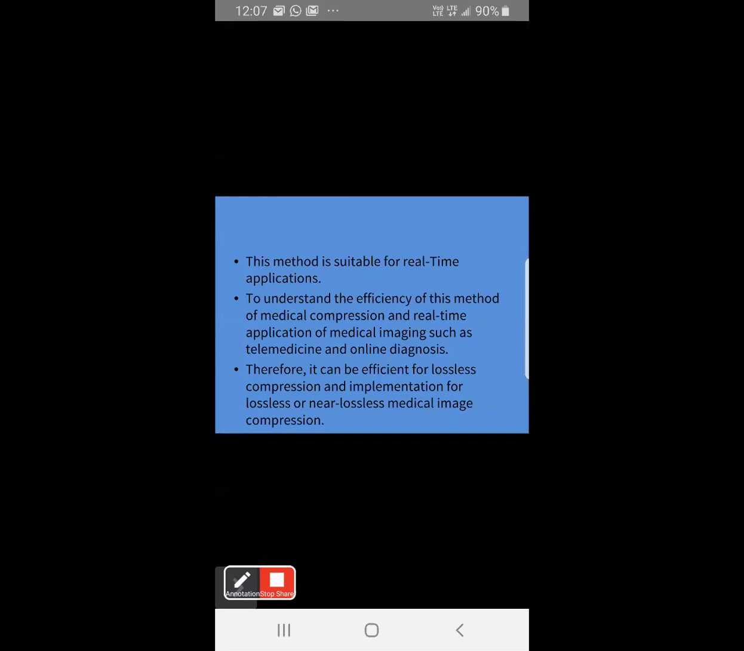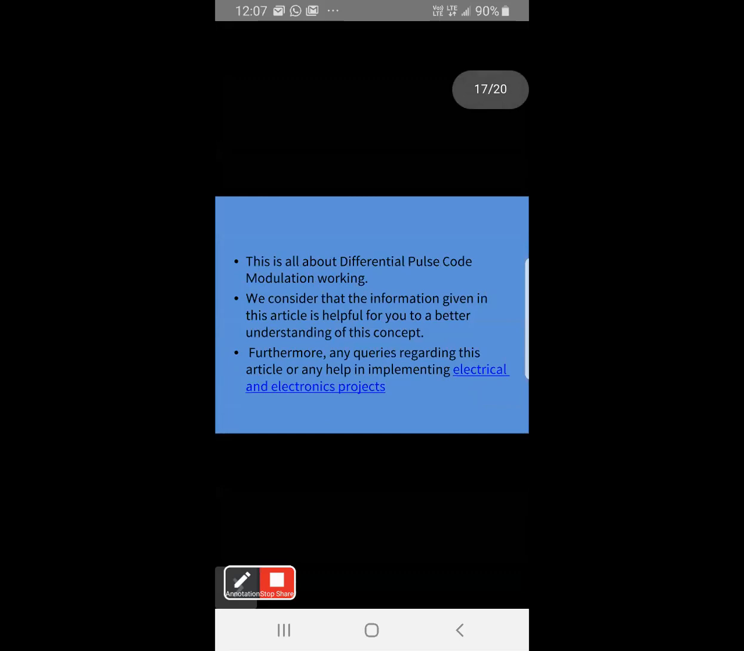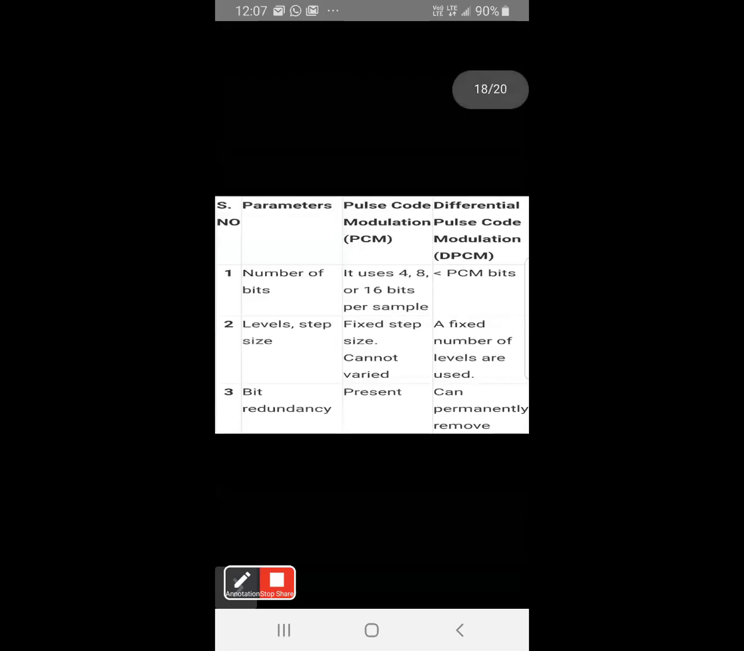Here redundant bits means any overlapping of the same value will be considered as redundant bits. Okay, so this is the whole differential pulse code modulation working technique. And we can see what is the difference between pulse code modulation and differential pulse code modulation.